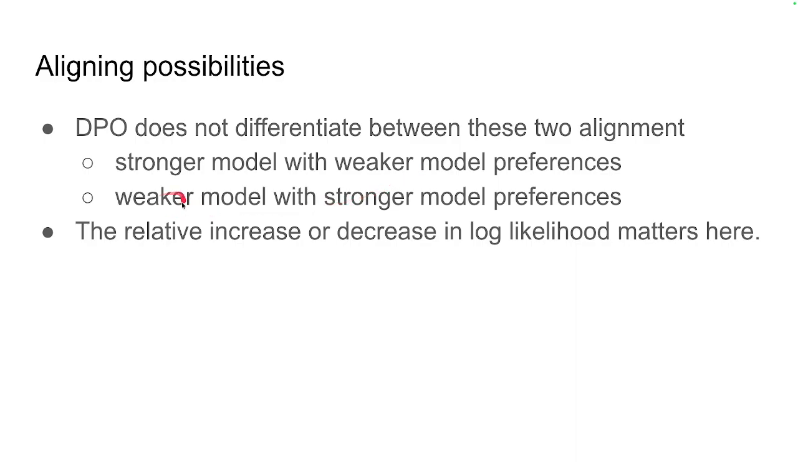But if you are having a weaker model, the first objective is for it to imitate the stronger model's winning responses. And the second objective is to maximize the difference between the likelihood of winning and losing. So the relative increase or decrease in log likelihood matters here. You have a different objective here, and you need finer control, and APO provides you that.